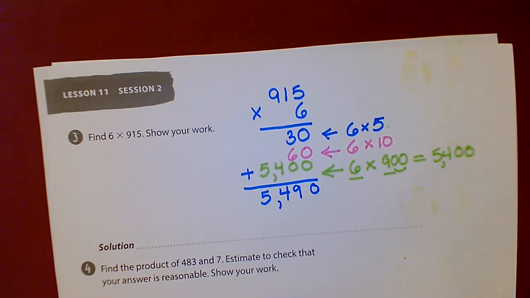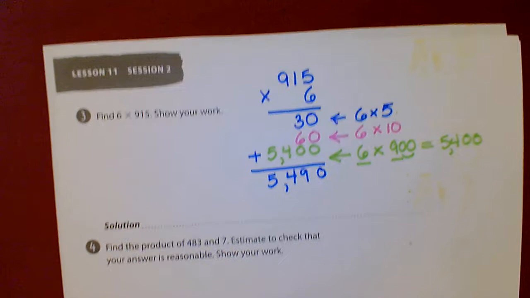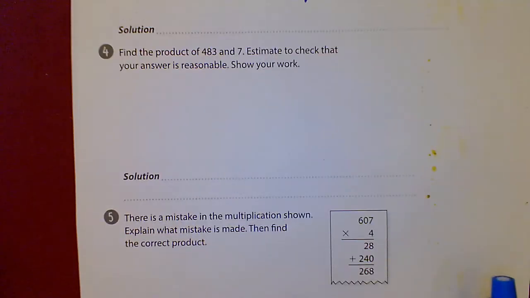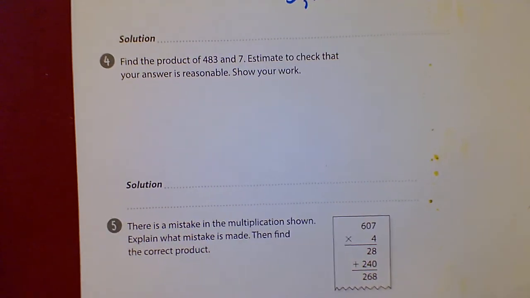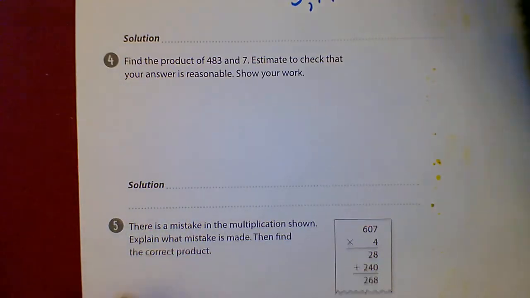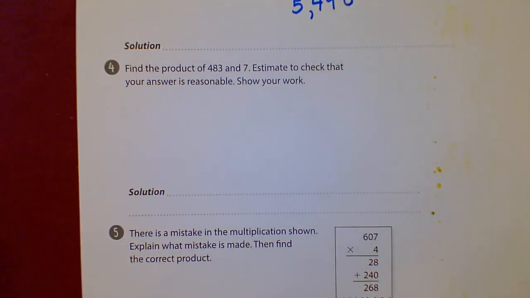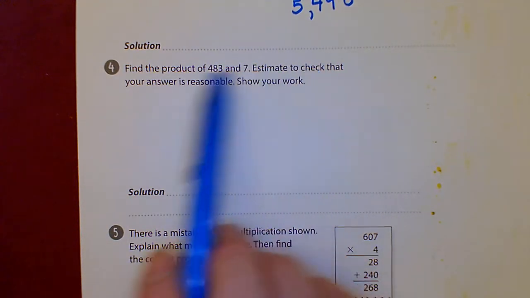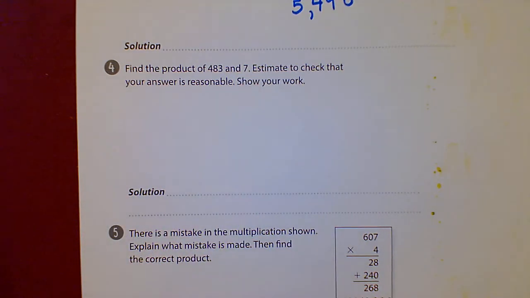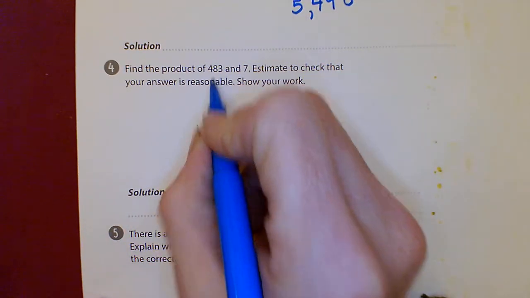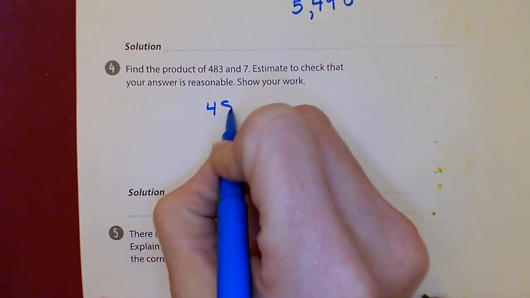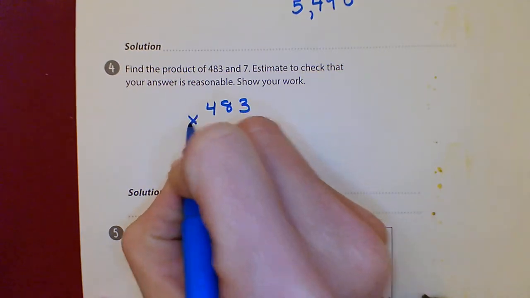All right, so if you want to watch me do this again, I'm going to do problem number 4 for you so that you get a chance to see a little bit more of this. All right, so I'm not going to worry about estimating today. We are just sticking with finding the product of 483 and 7. So I'm going to rewrite that for us. So we have 483, and we're just going to keep doing it this way for today, times 7.